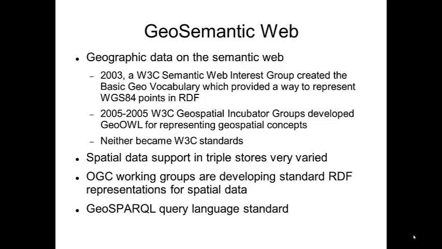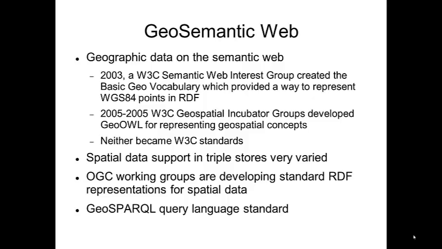Then 2003 to 2005, I suspect, they developed various what they called incubator groups to develop a geo-OWL representation for geospatial concepts and data structure. So they started developing a model for storing geographic data in RDF, RDFS, and OWL. But these have not developed into W3C standards, so it's still not an established standard. And the OGC working groups are still working away, developing a standard RDF representation for geospatial data.